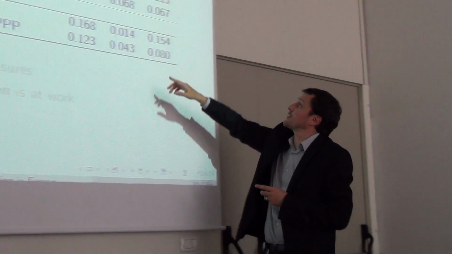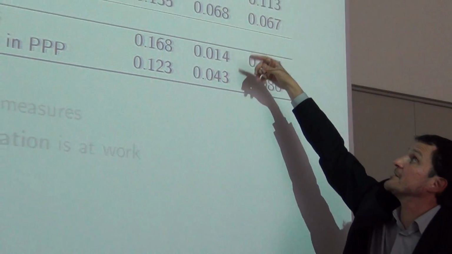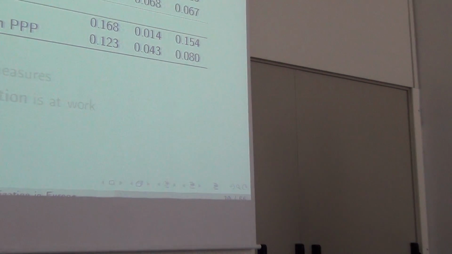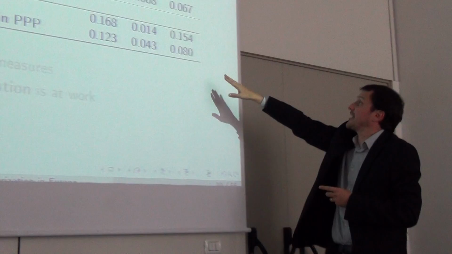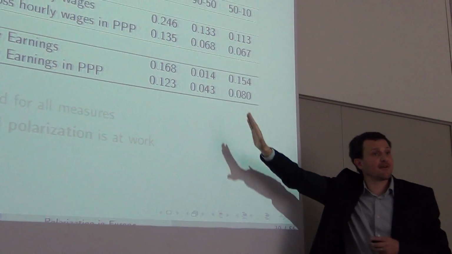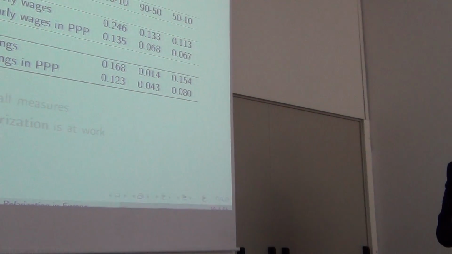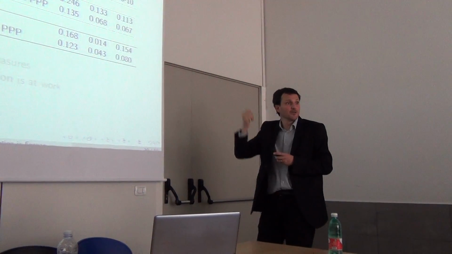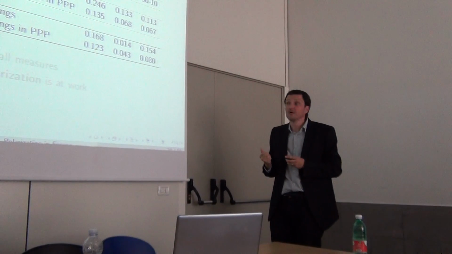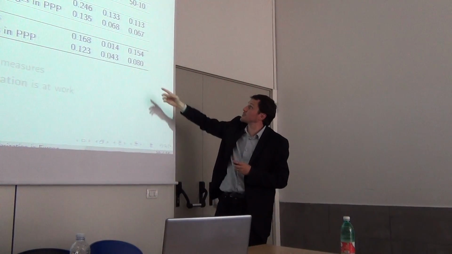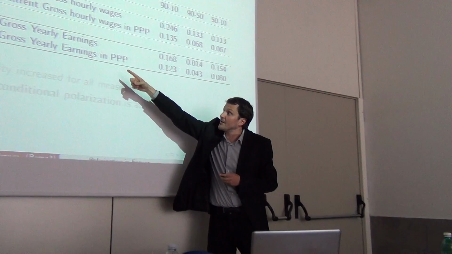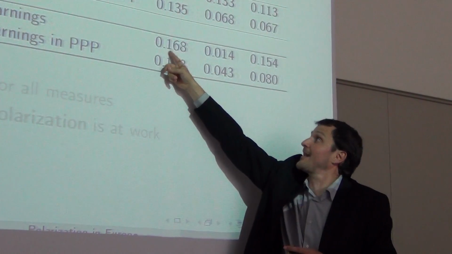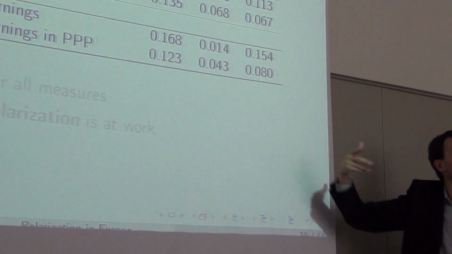Consistently with the polarization hypothesis, you have that the 90-50 is positive, so the skilled get far away from the medium skilled, but we have that the 50-10 is always positive. So we don't have evidence of polarization in the lower tail. It's not true that the unskilled get closer to the medium skilled. Actually, they get far away, especially if you consider the yearly earnings. You can see that all the 90-10 variation is due to the lower tail.